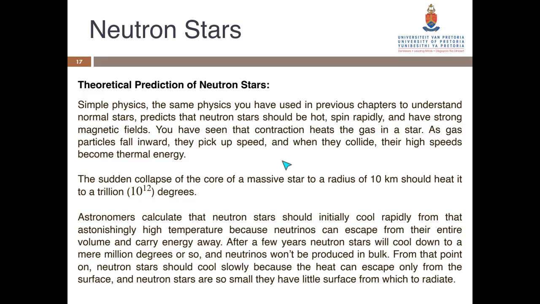Astronomers calculate that neutron stars should initially cool rapidly from that astonishingly high temperature, because neutrinos can escape from the entire volume and carry energy away. After a few years, neutron stars will cool down to a mere million degrees or so, and neutrinos won't be produced in bulk. From that point on, neutron stars should cool slowly, because the heat can escape only from the surface. And neutron stars are so small, they have little surface from which to radiate.